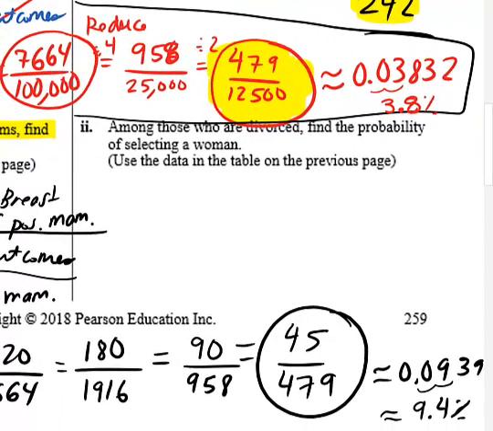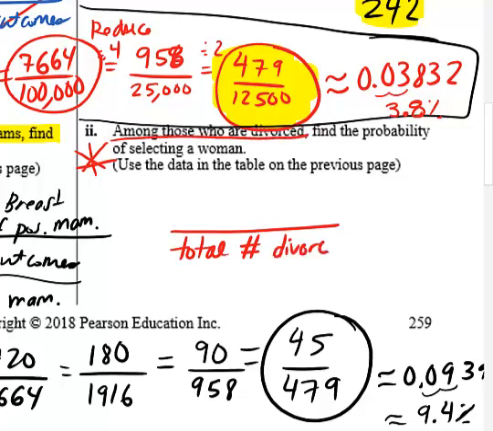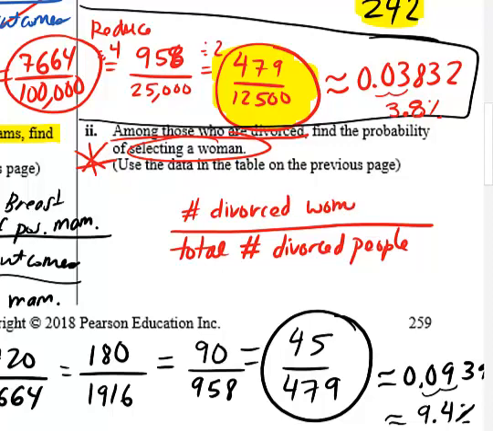Okay, and then the last part of this example, they want to know, among those who are divorced, find the probability of selecting a woman. So the denominator is the total number, but they're saying only out of those who are divorced. So the number of divorced people is what we're looking for as our total. But the numerator is what they want to specify, a woman. So the number of divorced women. There we go.